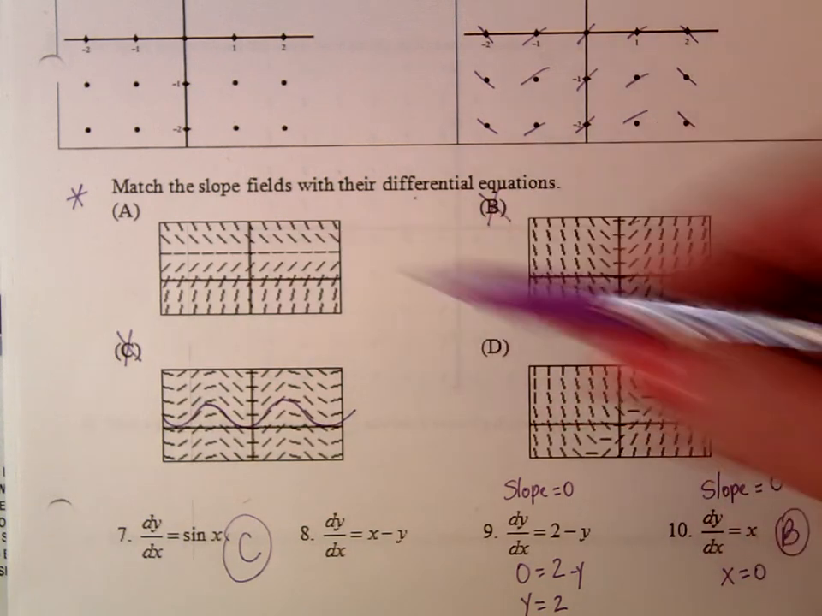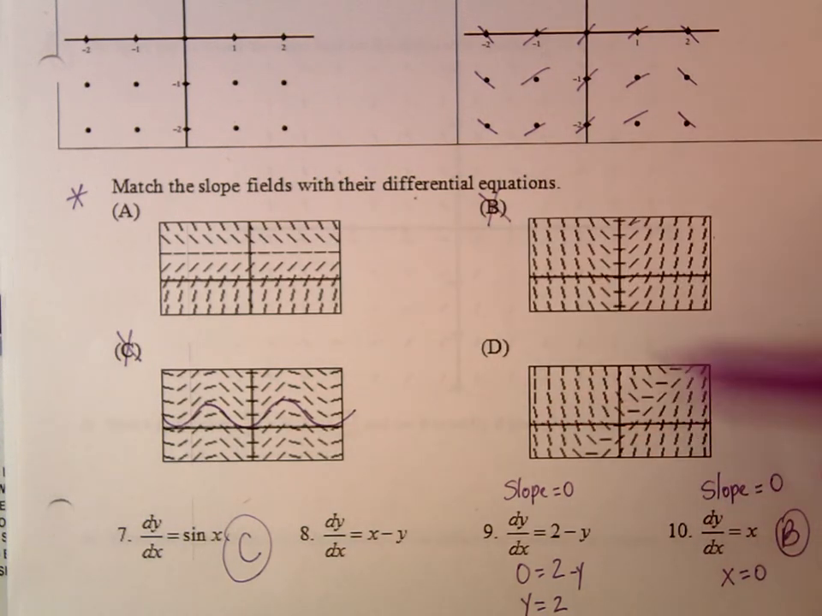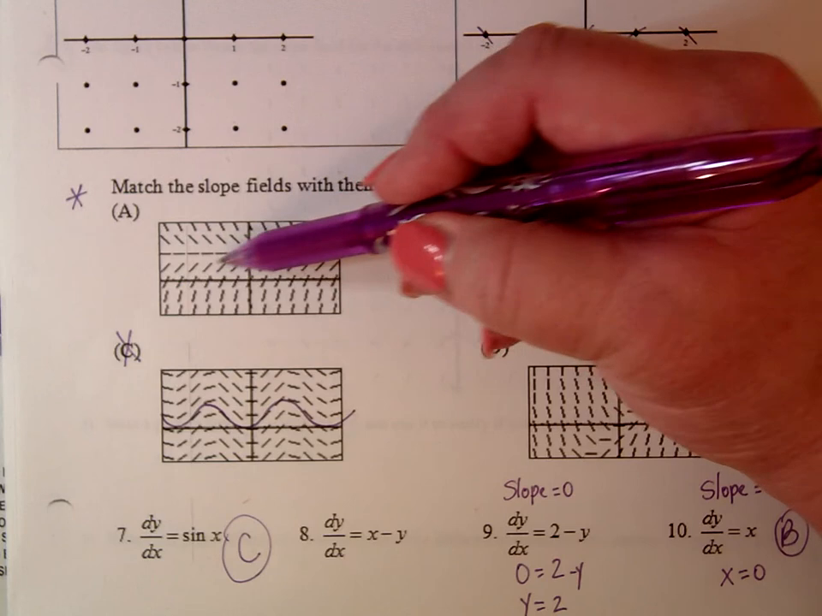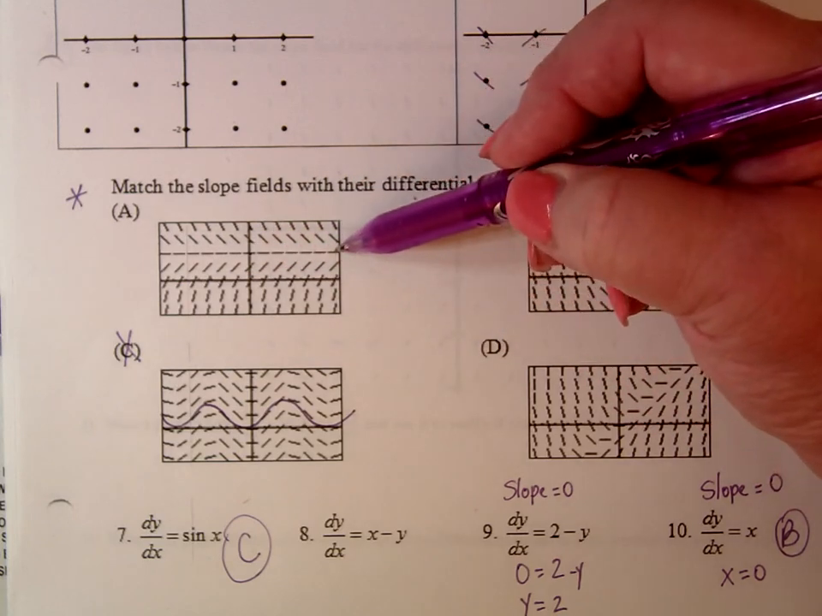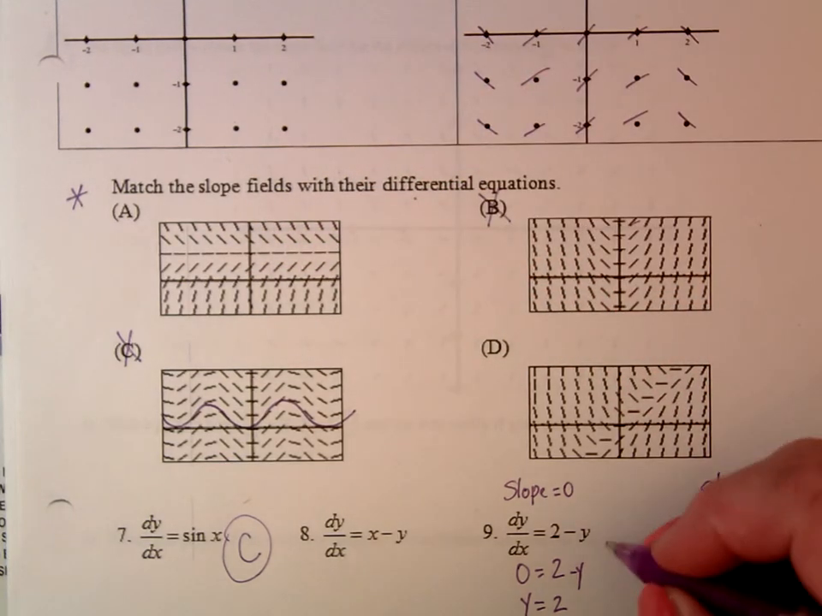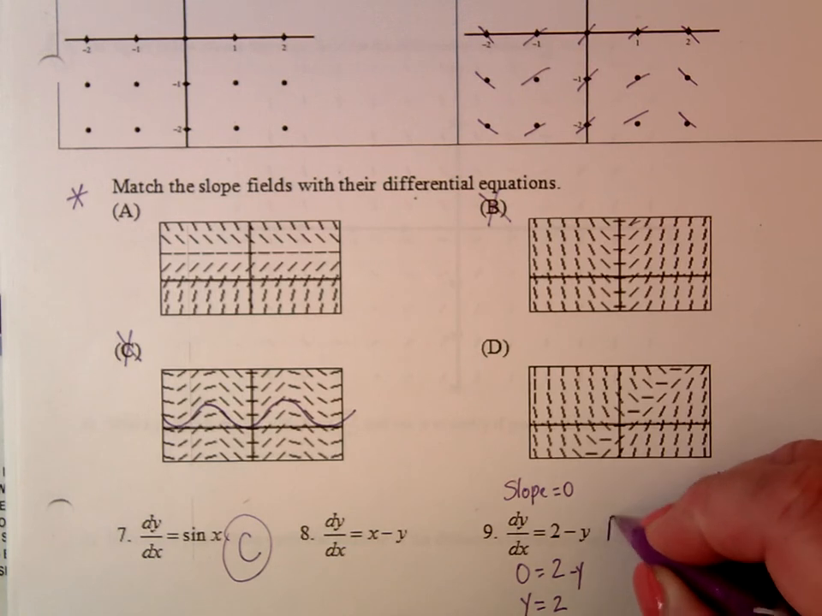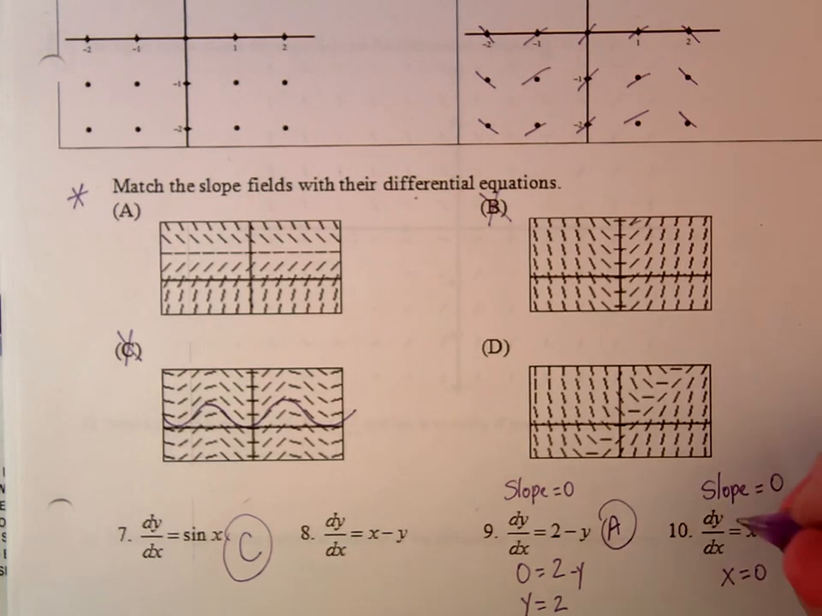Is it A or is it D? If I look at that, slopes of 0, oh, check him out. The slopes are 0 at 2 because I've got horizontal tangent lines at that place. So this guy would be my A, and by process of elimination, this guy would be my D. You can double check it.